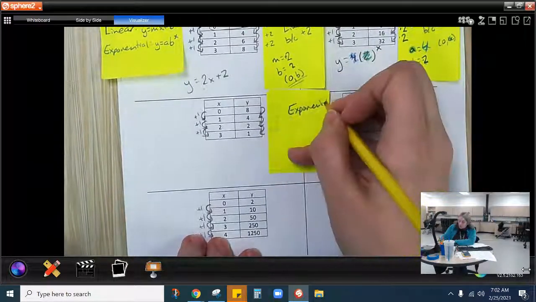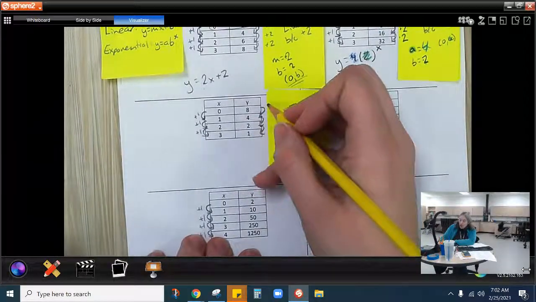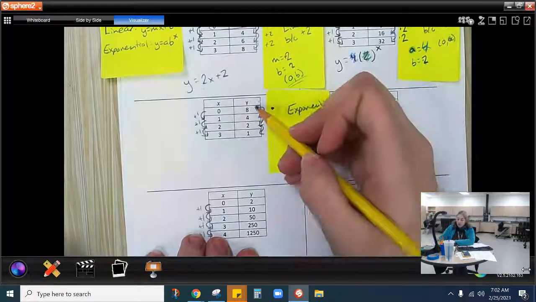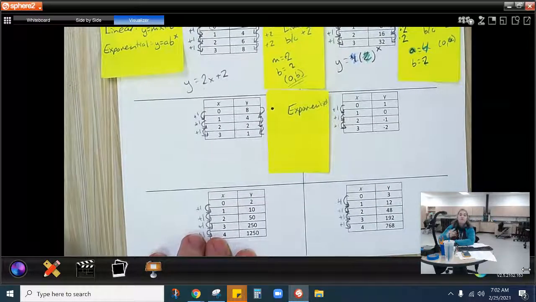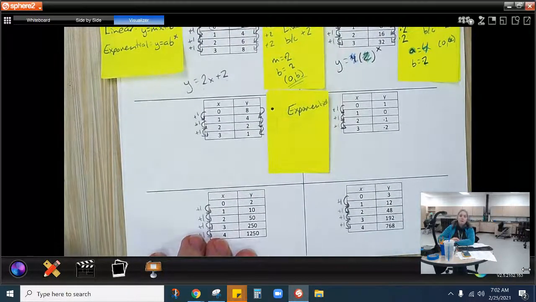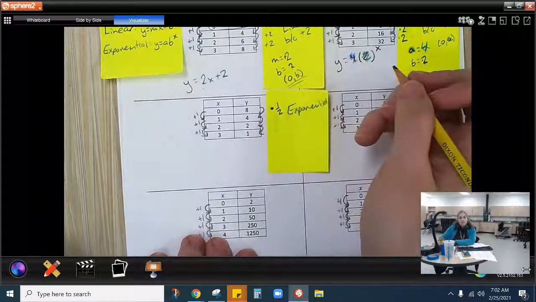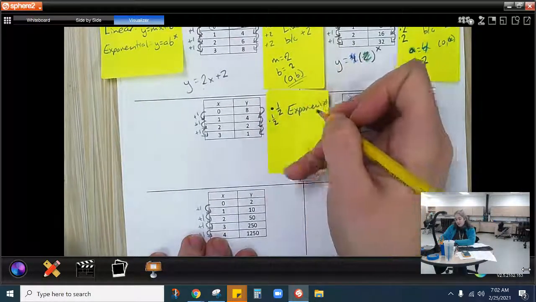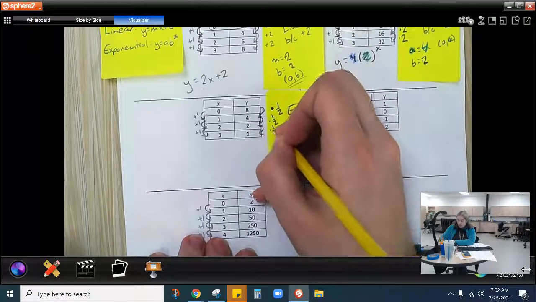So for exponential, I'm going to multiply. Well, what would I multiply by to get from 8 to 4? Think about the fractions that you know. What could you multiply by 8 to get to 4? Hopefully you guys look at me and go, well, 4 is half of 8, so I'd multiply by a half. And 2 is half of 4, so I'd multiply by a half. And 1 is half of 2, so we'd multiply by a half.